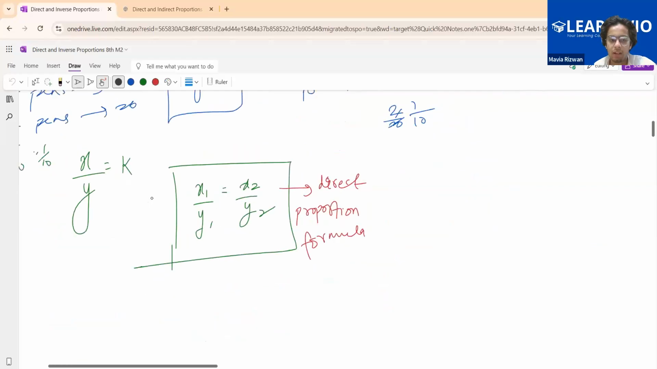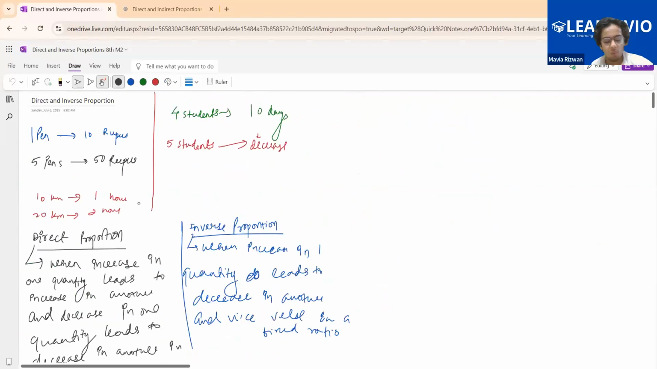I told you, I'll do a quick revision. What was direct proportion? When an increase in one quantity leads to an increase in another. Okay, that is known as direct proportion. Or basically, a decrease in one quantity leads to a decrease in another. So whatever is happening here, that happens on the other side as well. And an increase in one quantity leading to a decrease in another is known as inverse proportion. Like the opposite is happening. Right?